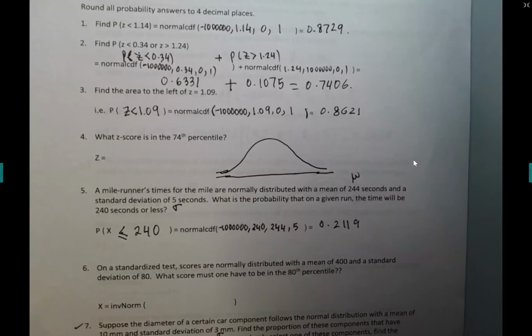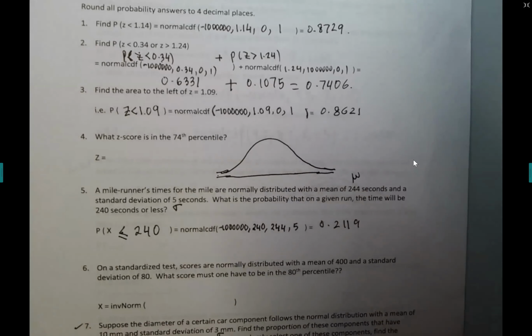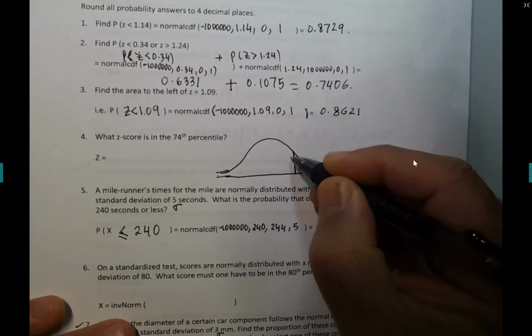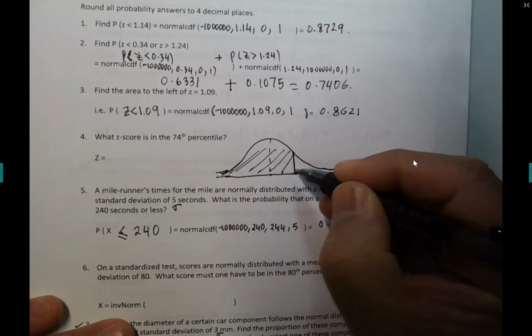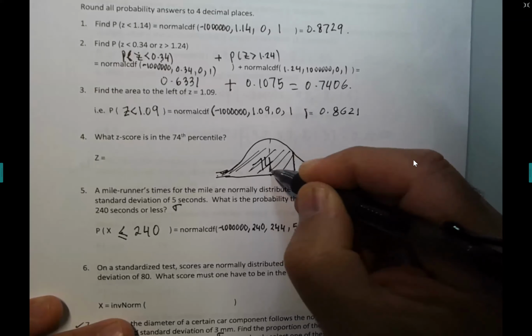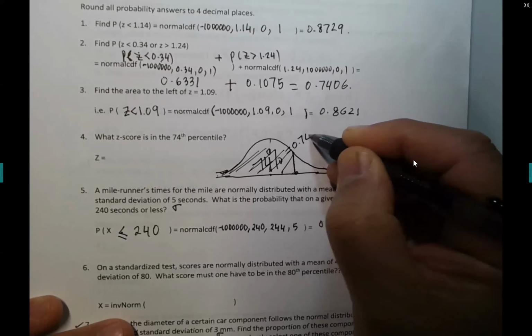74th percentile means 74%. I want to shade 74% from here. If I say my score is in the 74th percentile, it means I did better than 74% of the students. So that means 74% of the students did lower than me. Lower means to the left. So to shade 74%, you shade it like this. This is 50% right here, guys. So this is 74%. And if you change it to a decimal, guys, it will be 0.74.